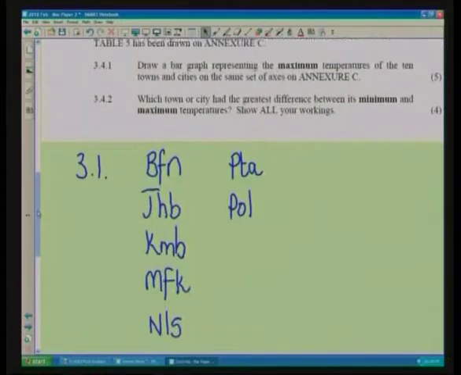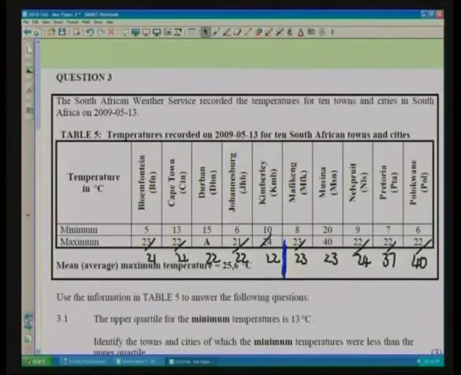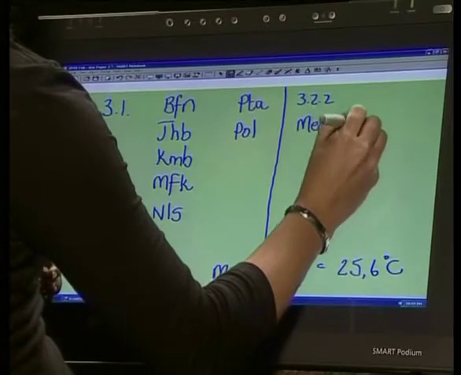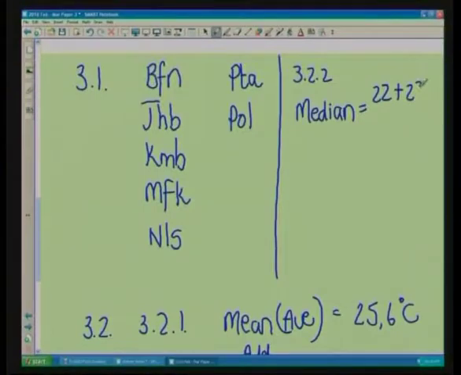Okay, so let's just quickly finish this question. This is 3.2.2. As I said, please write your data out in ascending order now that you've worked that out. So the median is going to be the average of those two numbers. The two numbers that we were looking at were 22 plus 23, and then we divide it by 2, working out the average of the two, which means that our median is going to be 22.5 degrees Celsius.